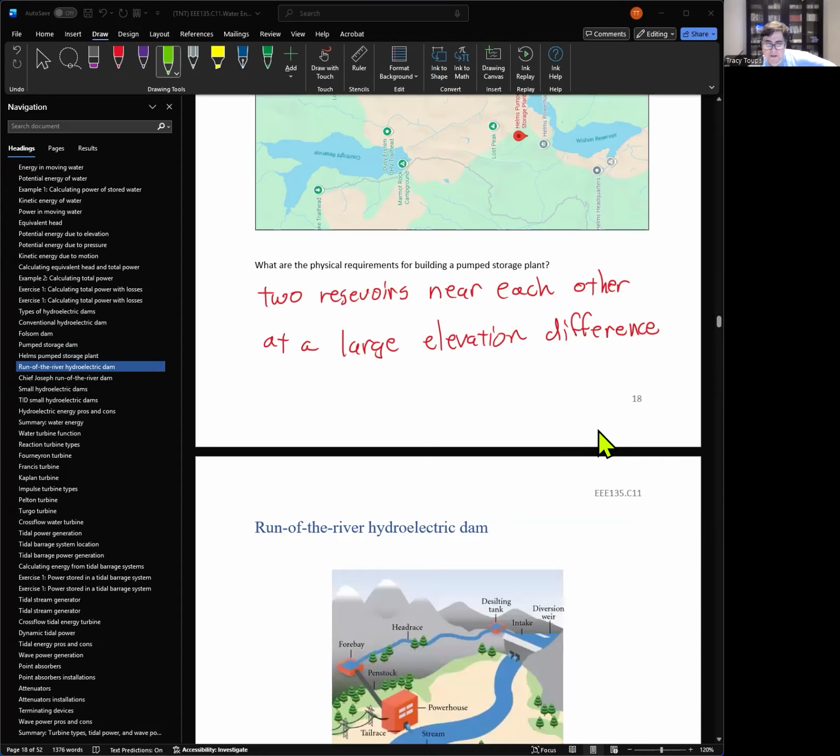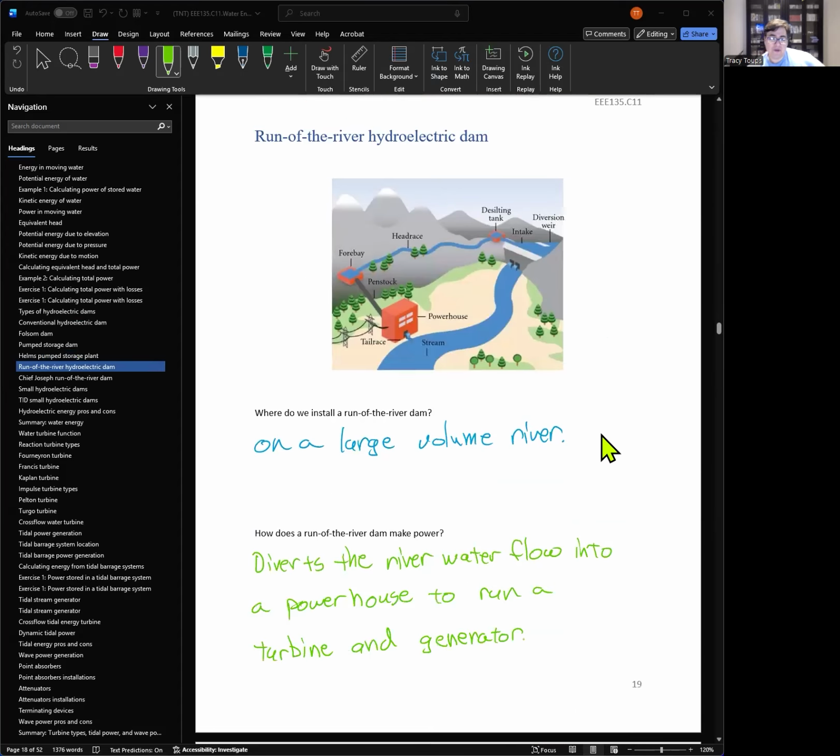Okay. The third type we're going to talk about is run-of-the-river hydroelectric dam. This is where you have a pretty big river with moving water. And then we're going to build kind of a little mini dam, not too high, maybe 5 meters, 10 meters maximum. Probably not even 10 meters, more like 5 meters. And then you're going to let the water naturally divert, and we're going to kind of build a secondary river out here.